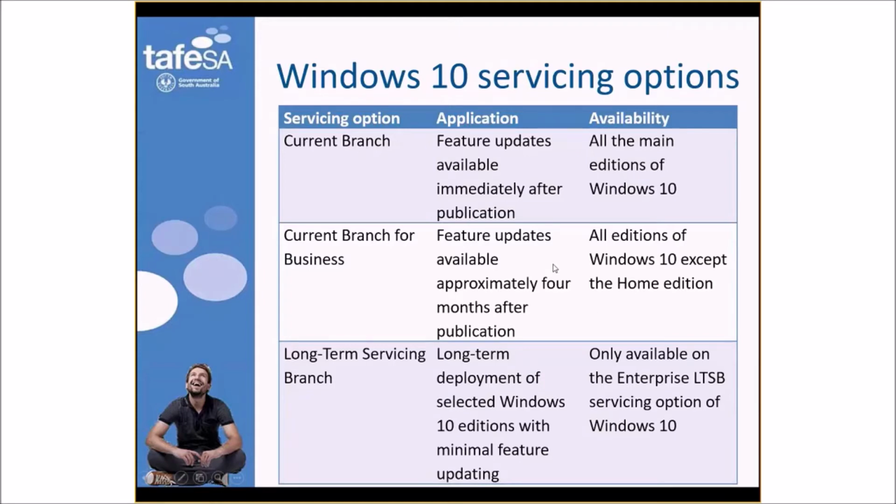And this doesn't really make sense to most of us, I don't think. But basically, these are free servicing models based on how you want to manage the updates. So for all of us, especially the home user, we are under the current branch. This means that the features are immediately available to our computer, if they're important enough. And this is for any edition. The current branch for business is really the business taking an active role in managing these updates. And that's only really for business, as the name suggests.